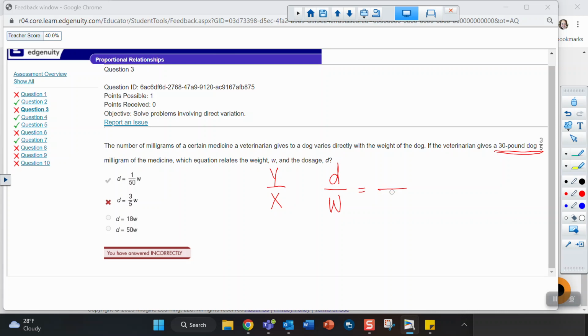And so we use the situation that they give us in the story: a 30-pound dog gets 3/5 of a milligram. I think earlier today I did it with my calculator, changed 3/5 into a decimal, divided it by 30, got a decimal, and then compared my answer to the 4 option choices here. If you want to do it using fractions, remember that in order to divide fractions, we do keep, change, flip, or multiply by the reciprocal. So 3 times 1 is 3, 5 times 30 is 150, and if we divide the top and the bottom by 3, we get 1/50th. So there's your constant of proportionality.